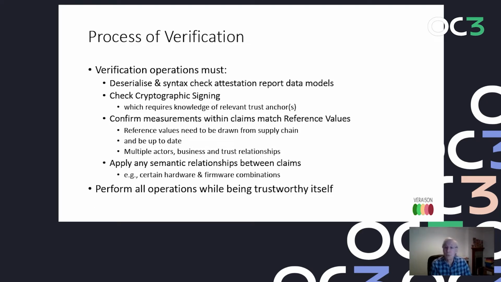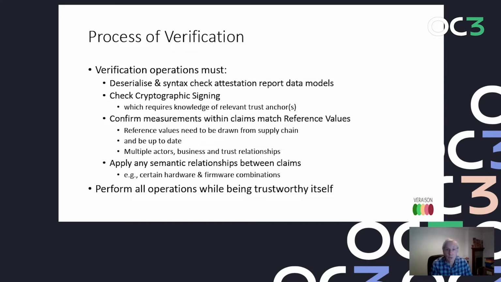Then the trustworthiness parts start coming in. You need to check the cryptographic signing, and that needs knowledge of the relevant trust anchor. That may be very common if you have something like a certificate chain and you just need to know the root of that chain, or it may be that you need to know the identity of the individual key that signed it. You may need to establish the public key that you need to match the signer. If there are measurements within the claim, you need to check those, to make sure that these are as expected.